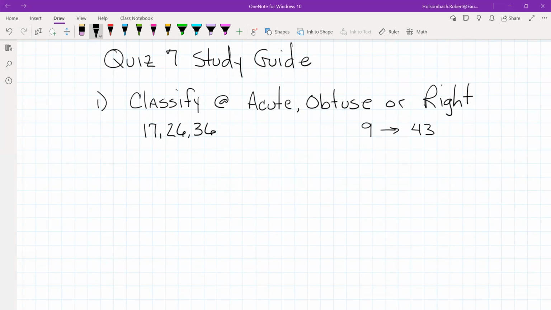So then we're going to take 17 squared plus 26 squared and compare it to 36 squared. 17 squared plus 26 squared is 965, and 36 squared is equal to 1296. So our a squared plus our b squared is less than c squared. When that is the case, what kind of triangle do we have? Obtuse, good.